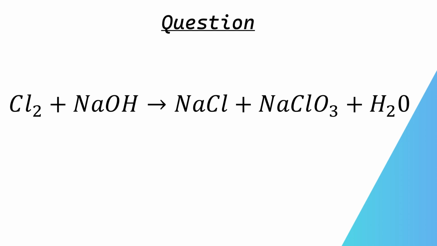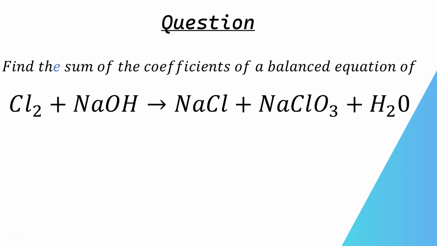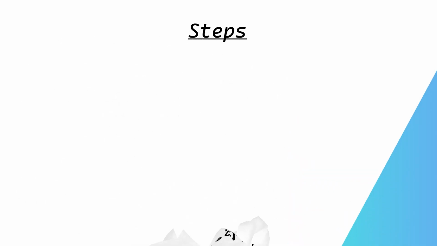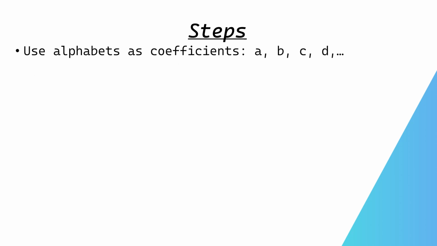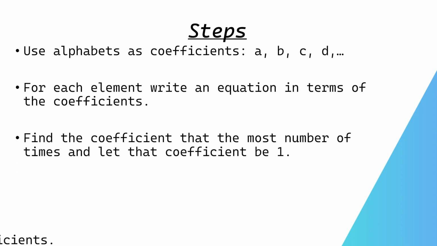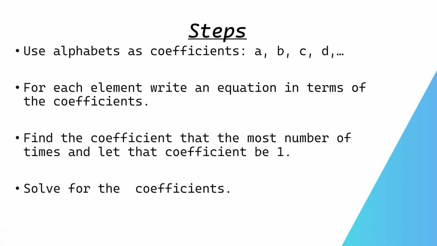Let's look at the steps we'll be using in this video. Here we are going to find the sum of the coefficients. When we are done balancing, then we add the coefficients. I recommend the video on balancing using the ABCD method to you if you've not watched, because that's what we'll be incorporating here. You can pause the video to write the steps down.